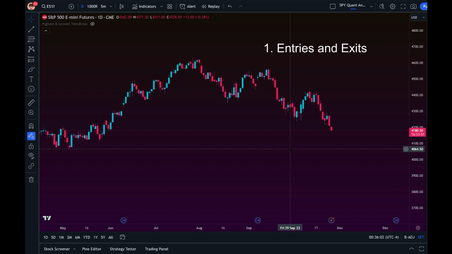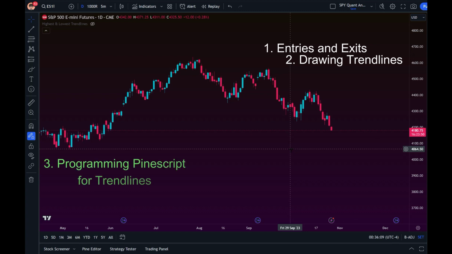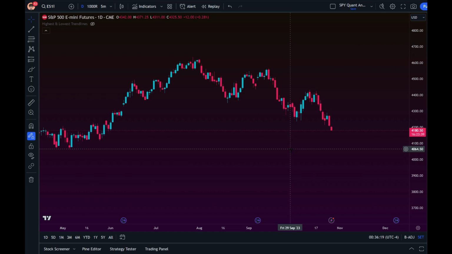We're going to talk about drawing trend lines, again, still on the technical analysis. We're going to talk about programming trend lines into Pinescript. And then we're going to talk a little bit about z-score volatility, which has to do with why we draw trend lines the way I'm going to show you. So it's a bit of a heavier lesson, but we're still focusing more on the technical analysis.